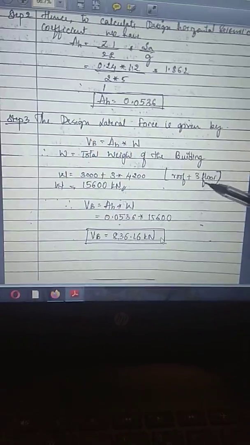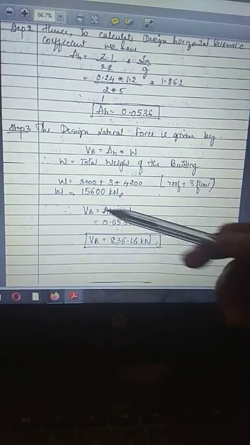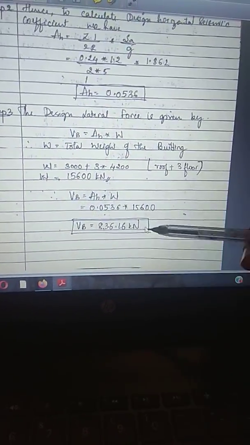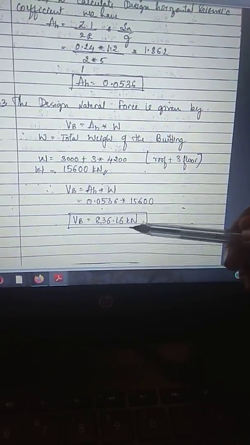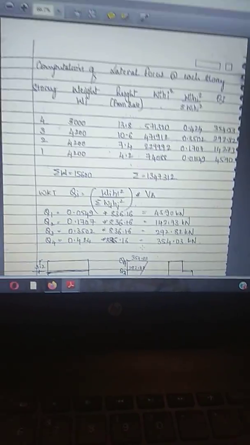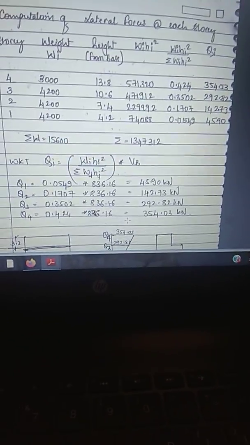Here I have written the explanation for that. Simply substitute in the formula VB equals AH into W. AH we have calculated, W is this. We get the base shear of 836.16 kilonewtons. Next, we have to distribute this particular base shear at each of the levels.